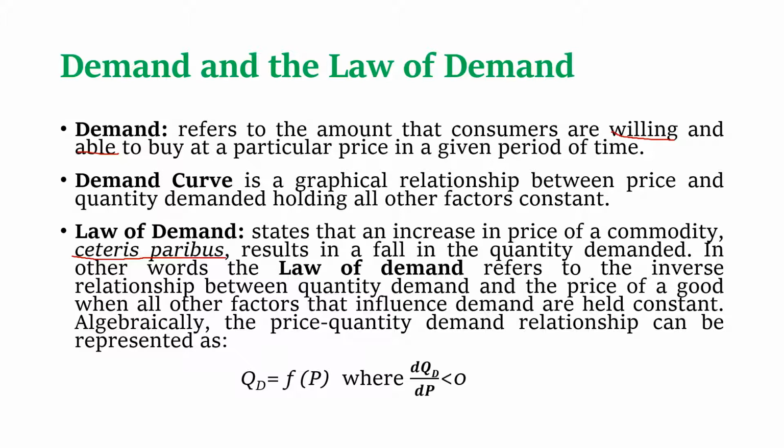So we have a situation where dQd/dP is less than 0. The derivative of the quantity demanded with respect to the price is less than 0. That is why we have this dQd/dP less than 0. That means demand is a decreasing function of price.